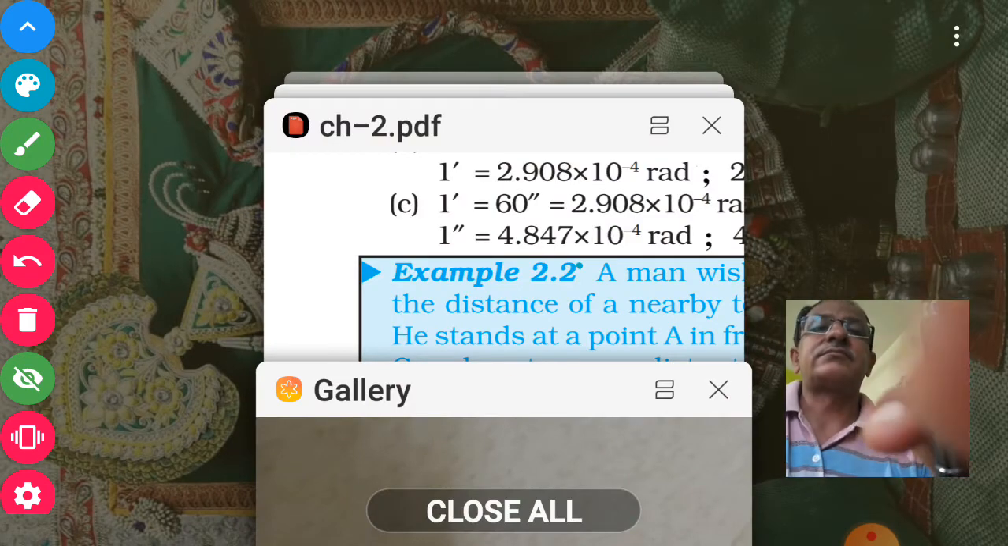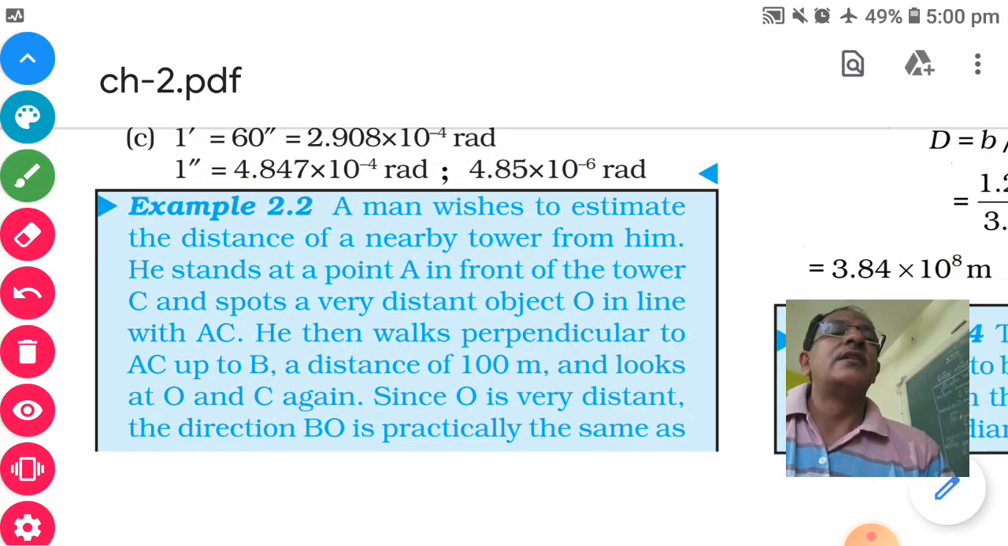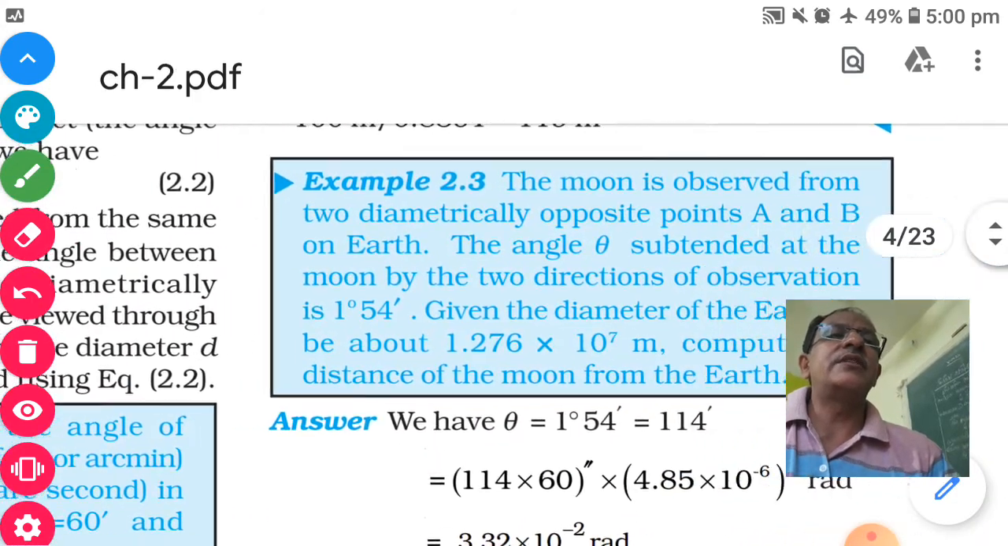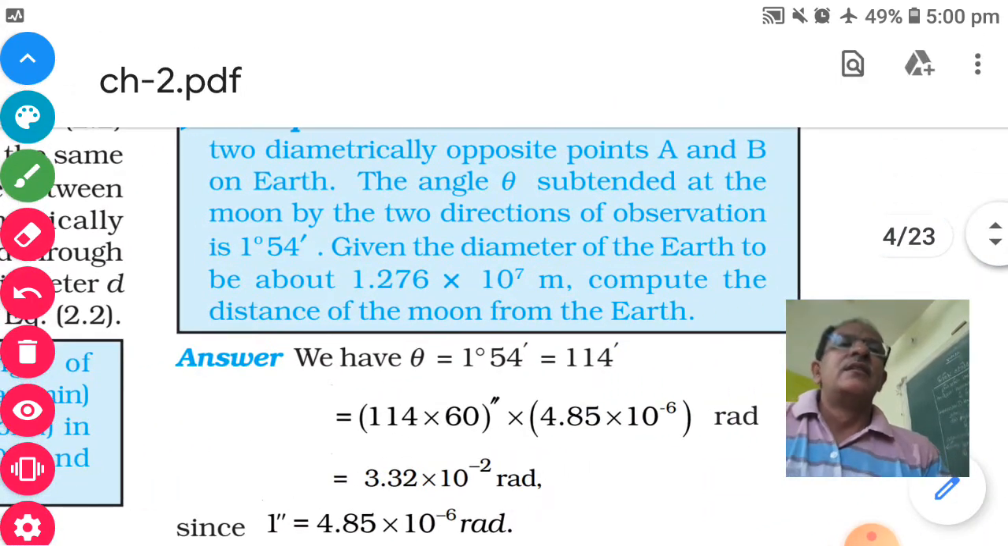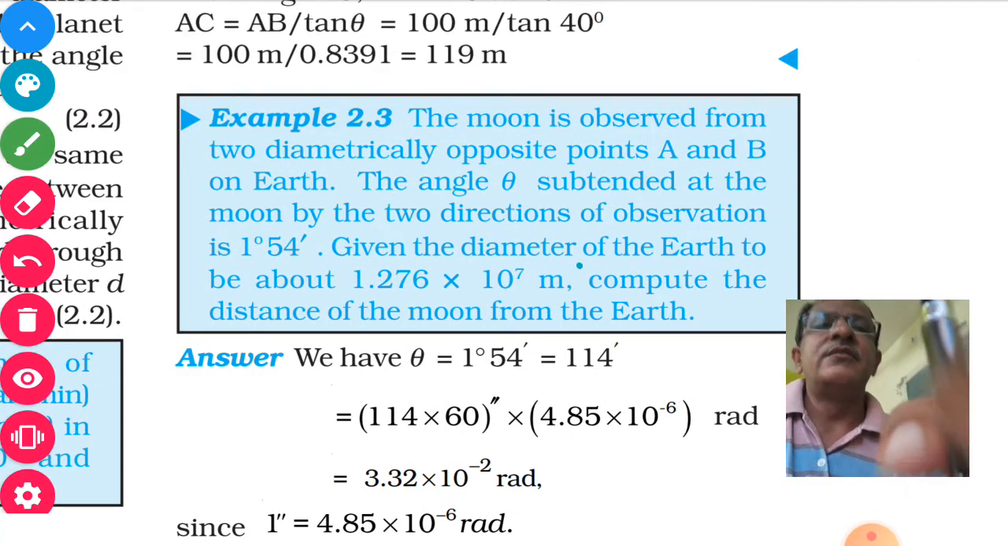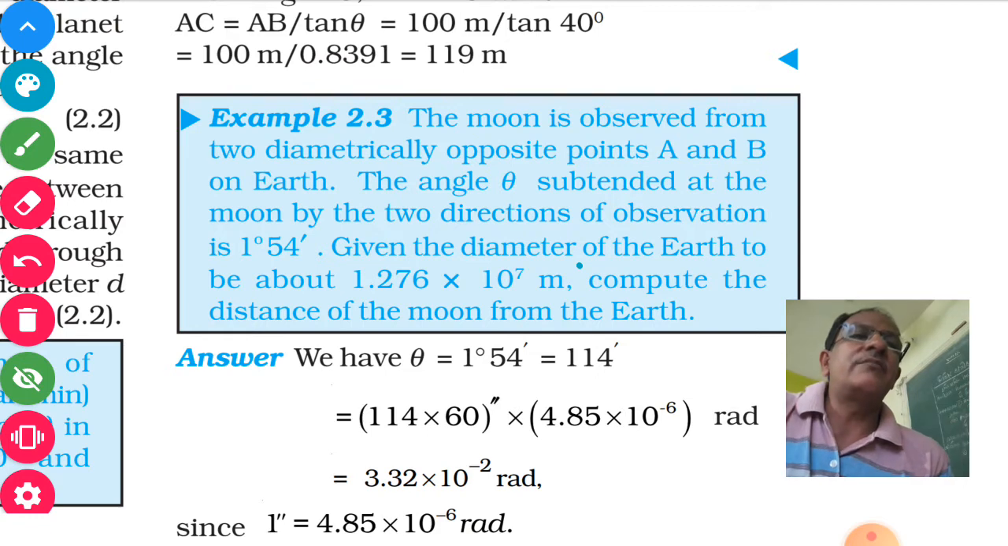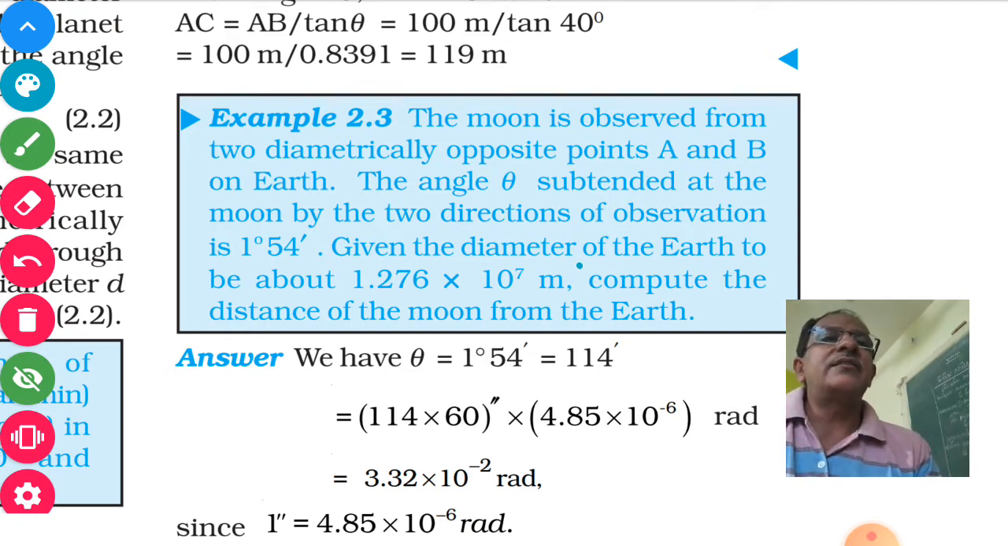Now you can go through the next one, 2.3. The Moon is observed from two diametrically opposite points A and B on Earth. The angle theta subtended at the Moon by the two directions of observation is 1 degree 54 minutes.